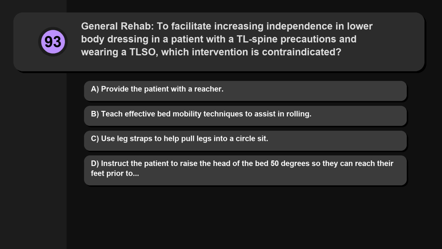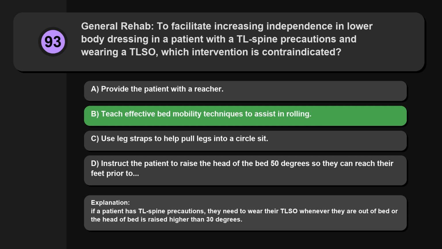Question 93. General rehab. To facilitate increasing independence in lower body dressing in a patient with TL spine precautions and wearing a TLSO, which intervention is contraindicated? Option A, provide the patient with a reacher. Option B, teach effective bed mobility techniques to assist in rolling. Option C, use leg straps to help pull legs into a circle sit. Option D, instruct the patient to raise the head of the bed 50 degrees so they can reach their feet prior to dressing. The correct answer is option D.